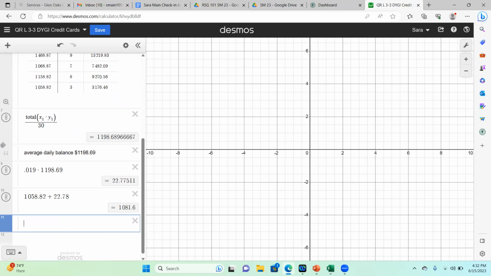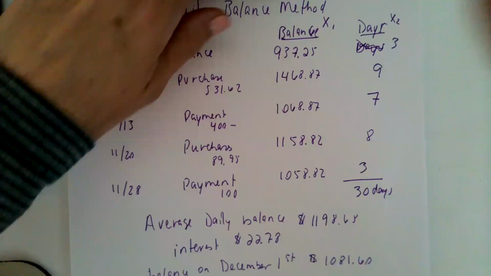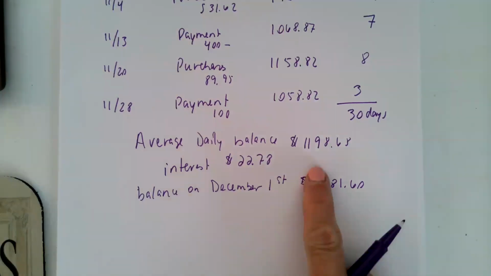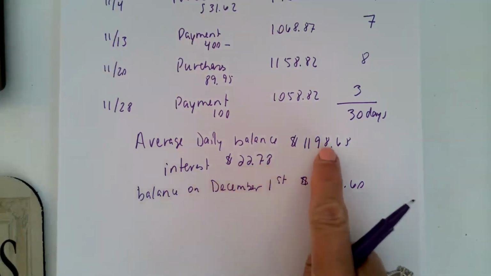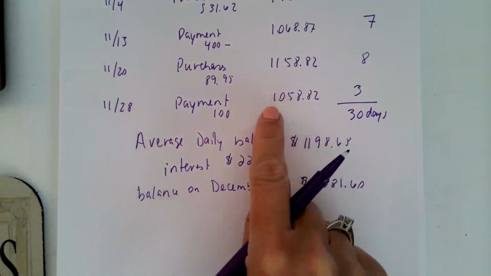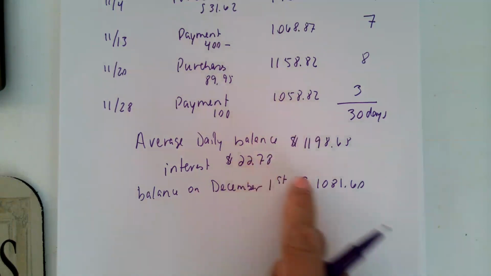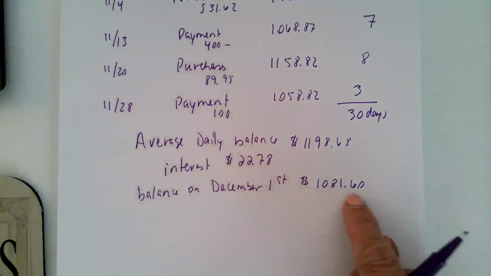And I'm going to take you back to my screen for that. So you can see it all put together on my paper. So here's an average daily balance. Here's my interest on the average daily balance. And then my balance on December 1st is the balance that I ended on, 1,058.82 plus the interest, which is $1,081.60.